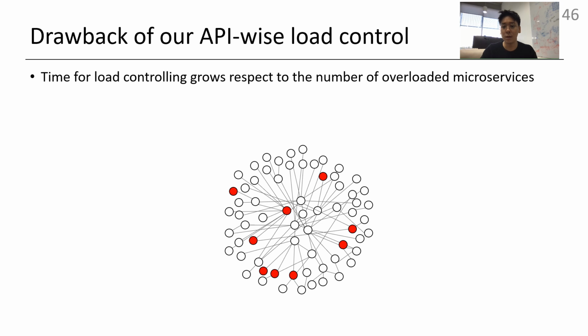However, there is one major drawback of our approach. When there are multiple overloaded services, represented as red dots, the time for load controlling grows with respect to this number, as we target and resolve overloads sequentially. It becomes more problematic when the size of the microservice application grows.